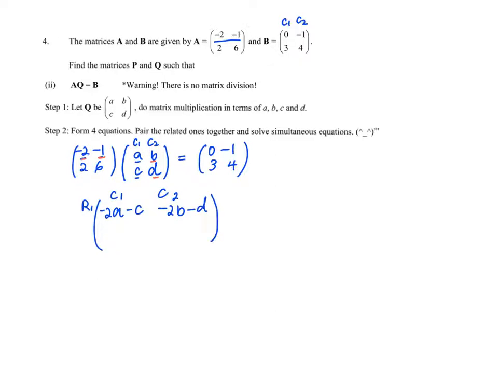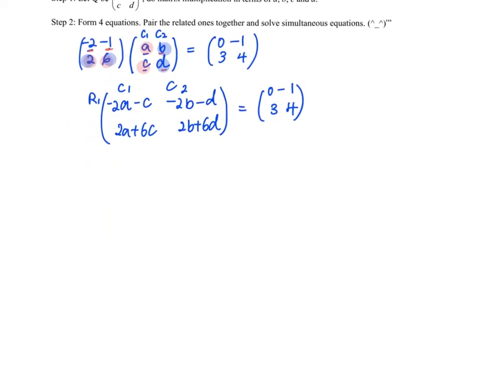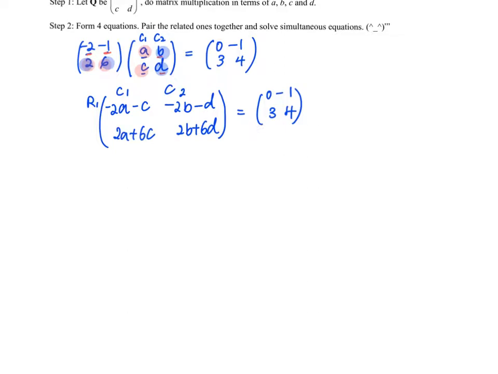Okay, and then we have the next one over here, 2 times a plus 6 times c, so 2a plus 6c. And then the other one will be 2 times b plus 6 times d, 2b plus 6d. Now this is equal to 0, -1, 3, and 4. From here we can see 4 equations. So it's actually quite a lot. Alright, so 4 equations. Let us do them slowly, one by one.